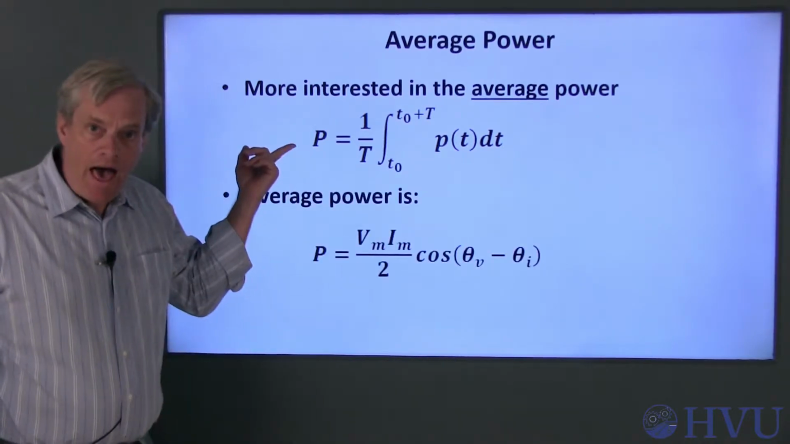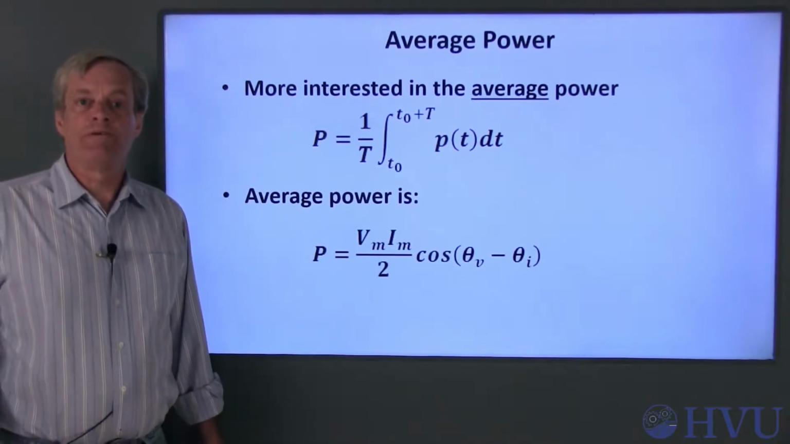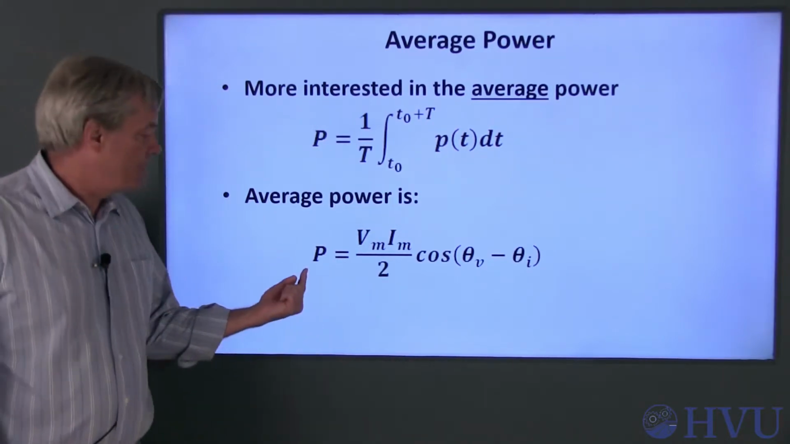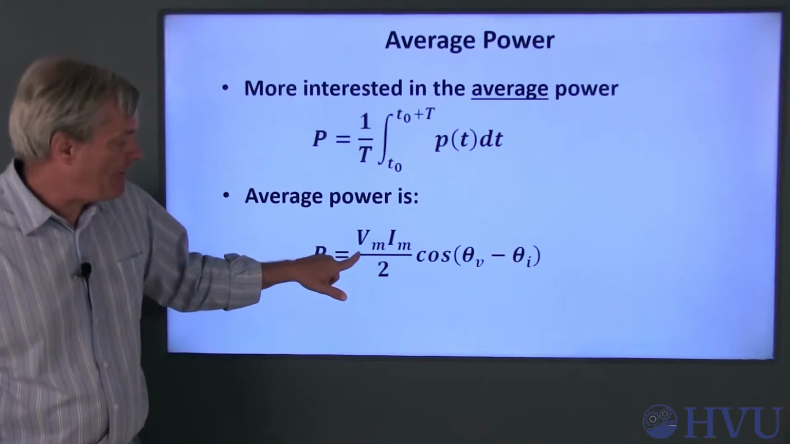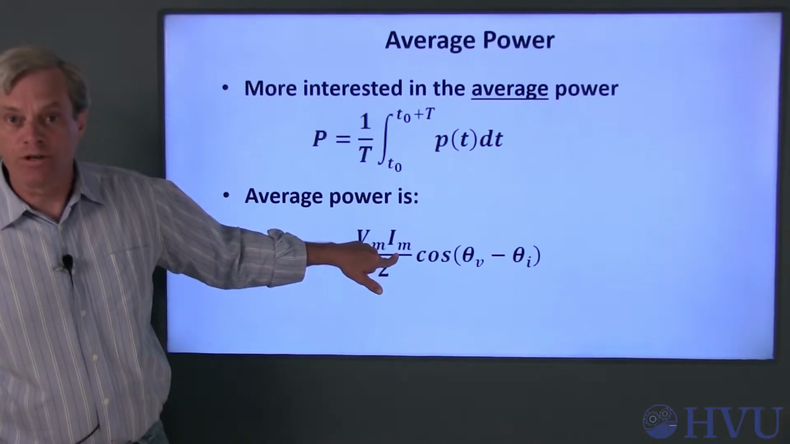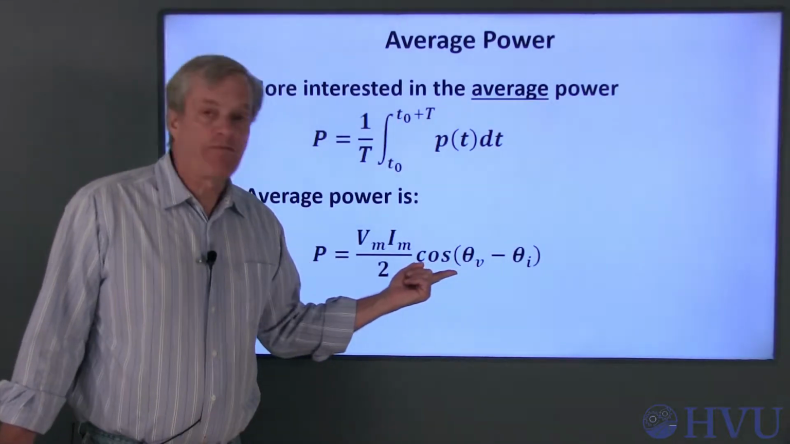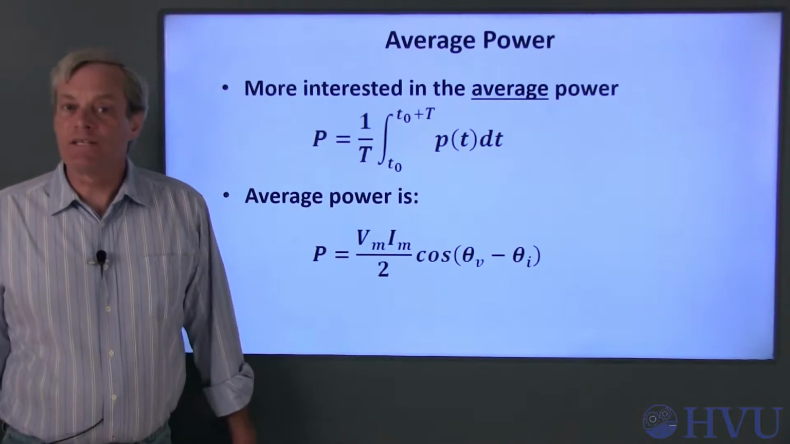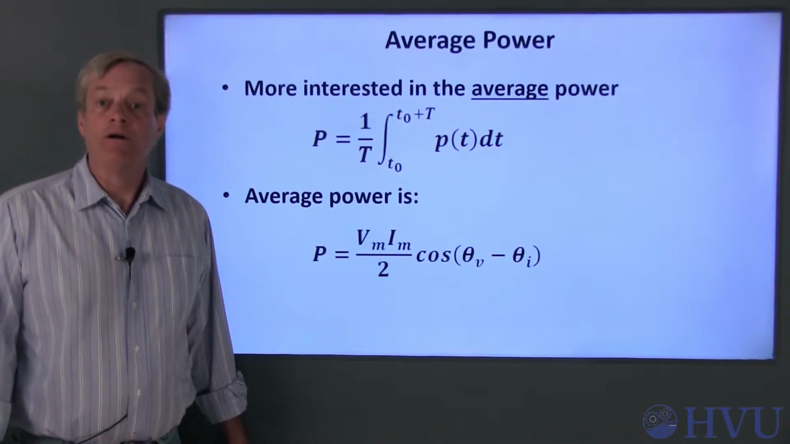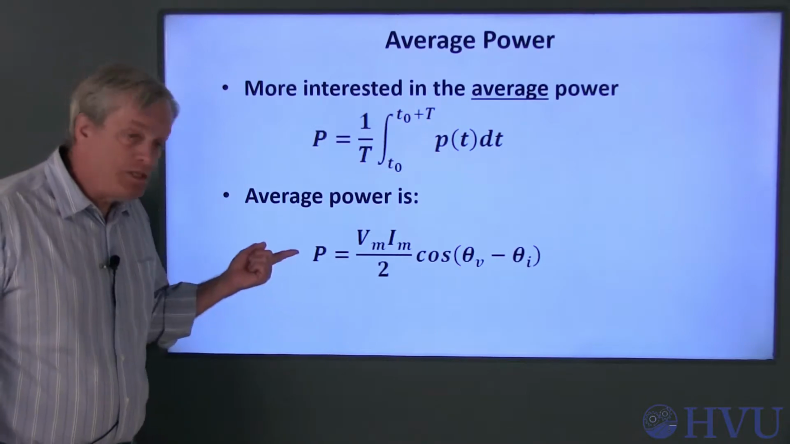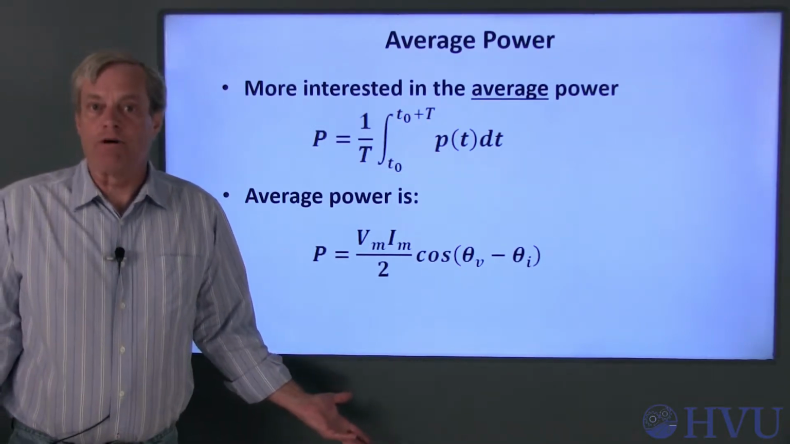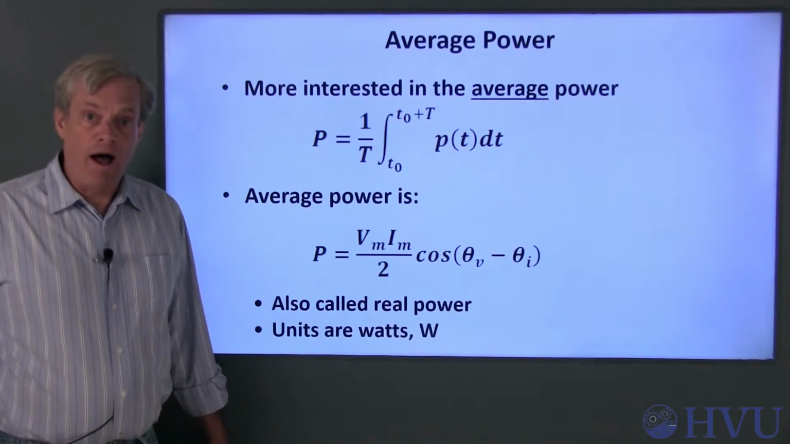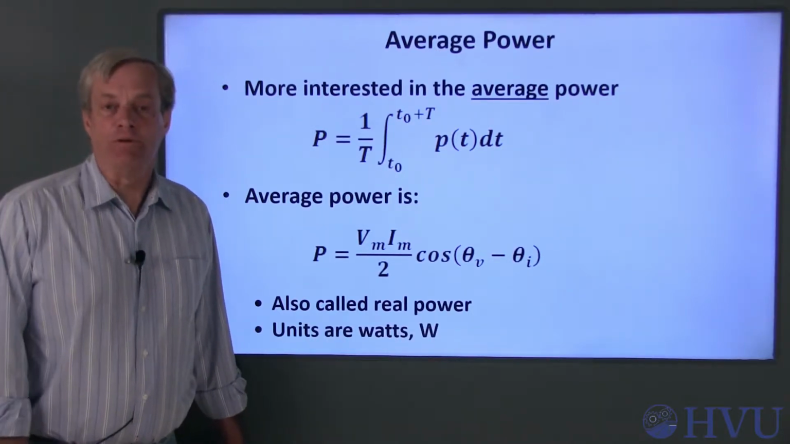If we do this math to calculate the average power over one period of the cycle, this turns out to be the average power. Average power is represented as a capital P, and it's 1/2 of the product of the voltage magnitude times the current amplitude times the cosine of theta sub v minus theta sub I. This result agrees with what we saw in the previous slide when we plotted the instantaneous power. The average value on that plot was just this, so this is the average power. Average power is also called real power. Its units are watts, which is abbreviated as a capital W.